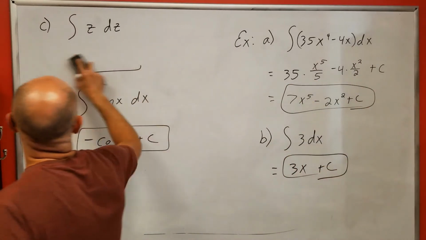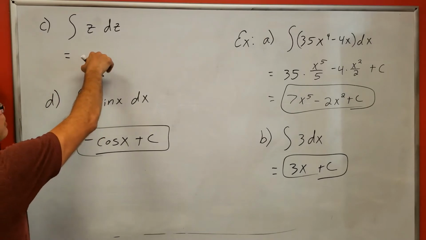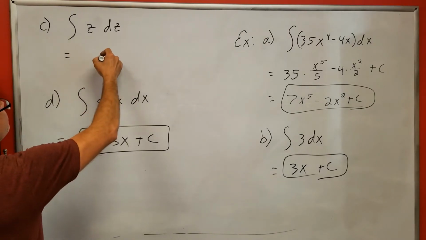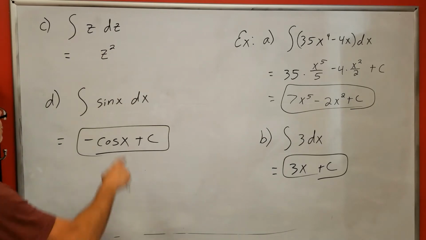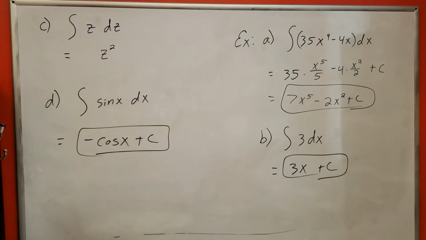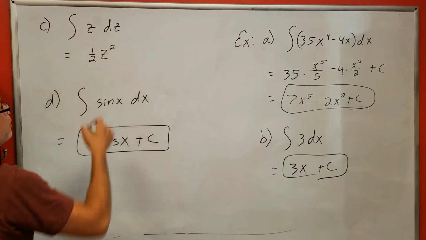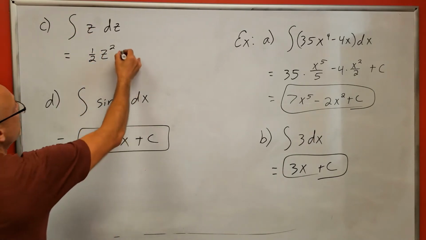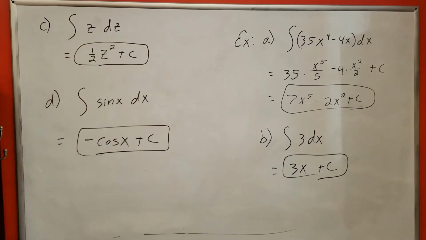Could I have done it here as well? What do you take the derivative of to give you z? Well, wouldn't that be z squared? Not exactly, because that'll give you 2z, right? I want just z. But what if I put a 1/2 out in front like this? And I put plus c. Now if I take the derivative of that, I will get that, right?